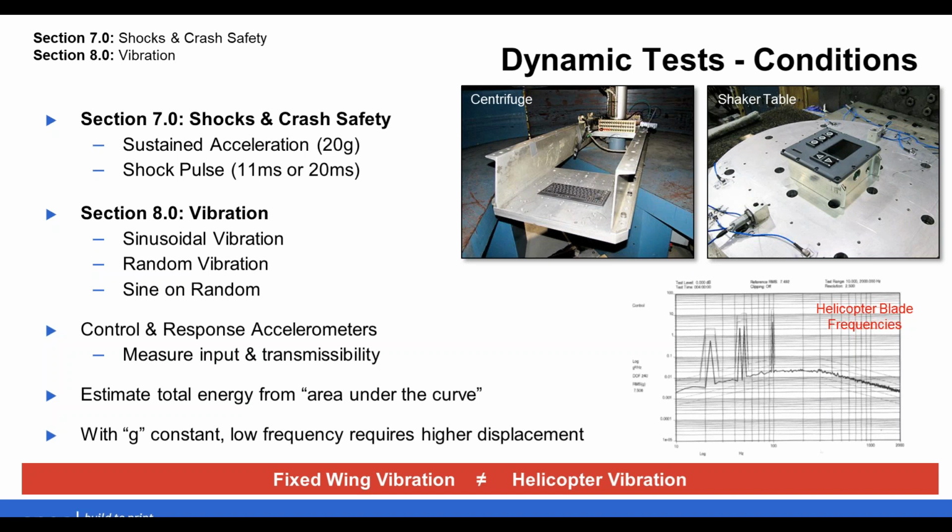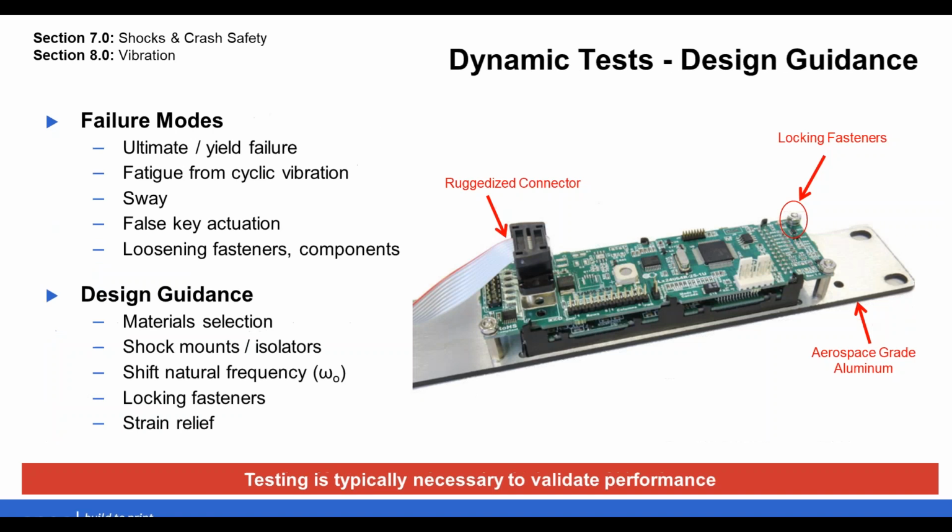A major takeaway for us is that fixed wing vibe is not the same as helicopter vibe. Helicopter vibe typically has lower frequency, higher G levels at those low frequencies. So if you have a part and it's currently qualified for a 737, you're going to have a lot of issues passing vibe tests for a UH-60, for example.